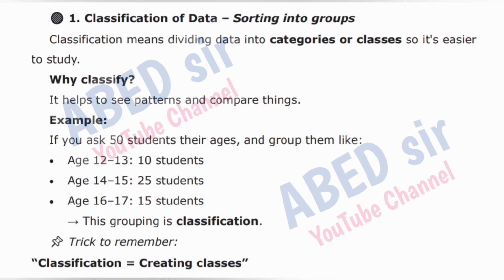Example: if you ask 50 students their ages and group them like age 12 to 13, 10 students. Age 14 to 15, 25 students. Age 16 to 17, 15 students. This grouping is classification. Trick to remember. Classification is equal to creating classes.